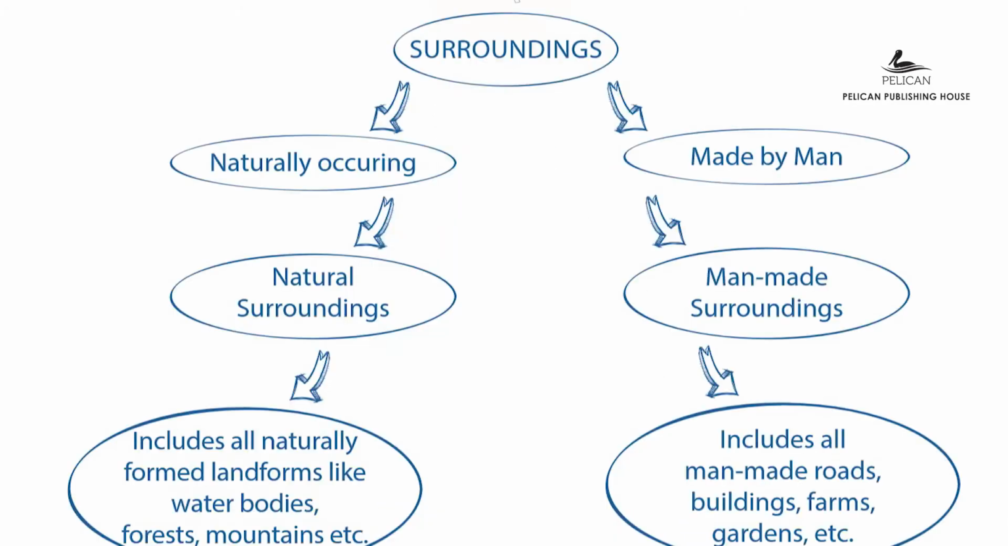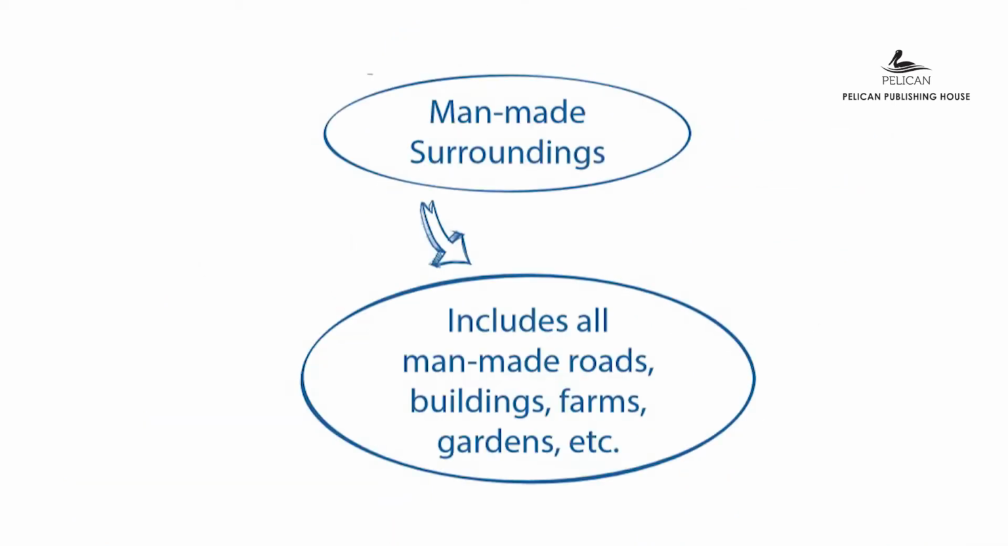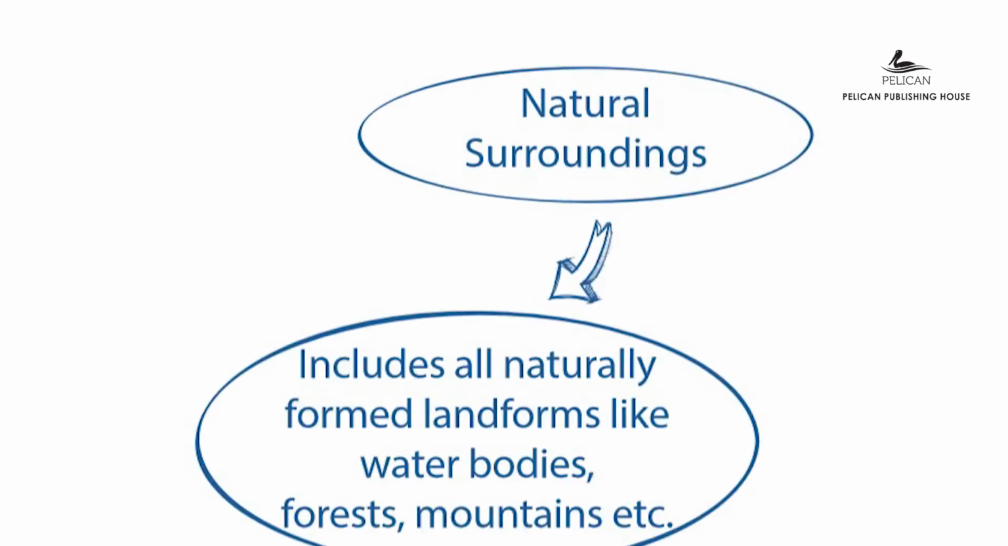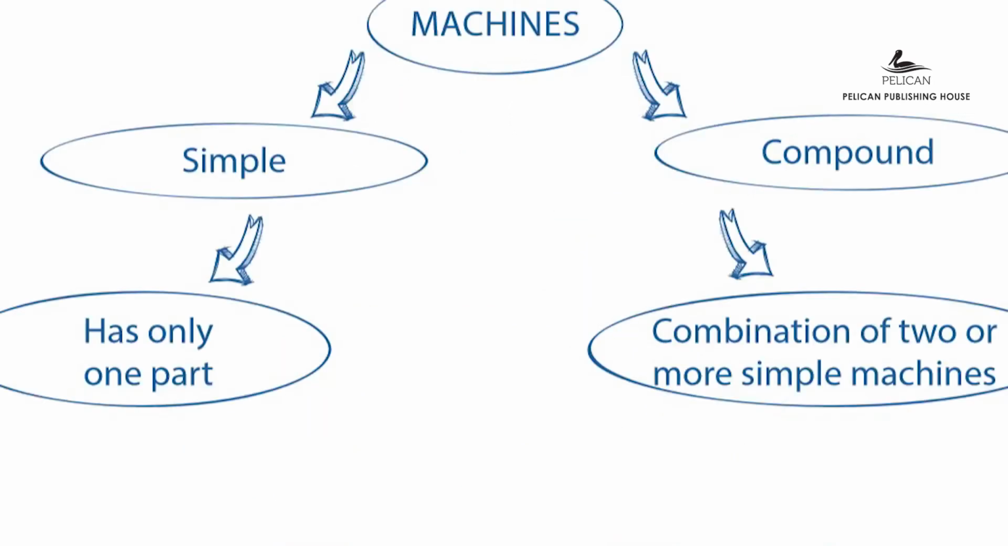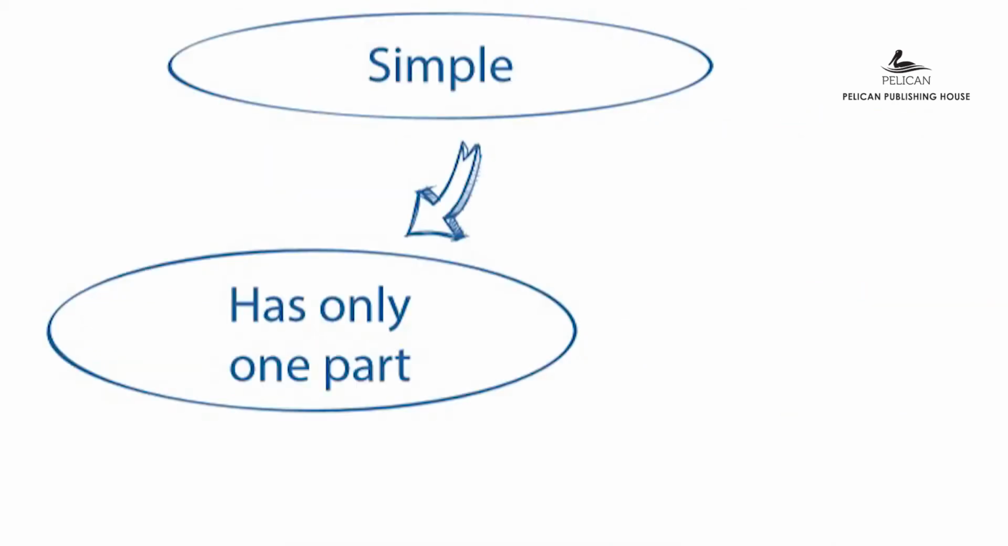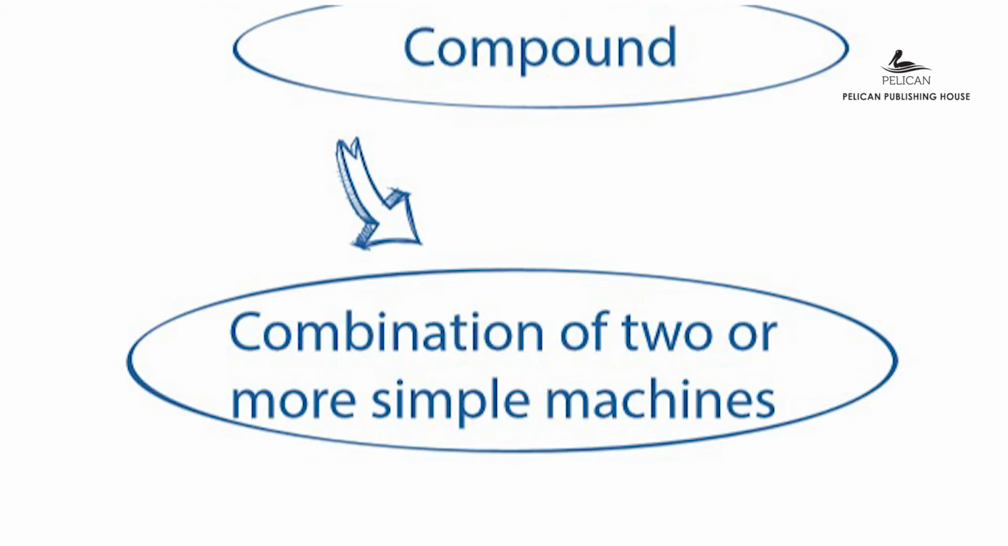Here's a mind map for you. Our surroundings include man-made surroundings and naturally occurring surroundings. Man-made surroundings include roads, buildings, farms, gardens, etc. Whereas naturally occurring surroundings include water bodies, landforms, forests, mountains, etc. Machines are of two types, simple machines and compound machines. Simple machines have only one part, whereas compound machines are a combination of two or more simple machines.